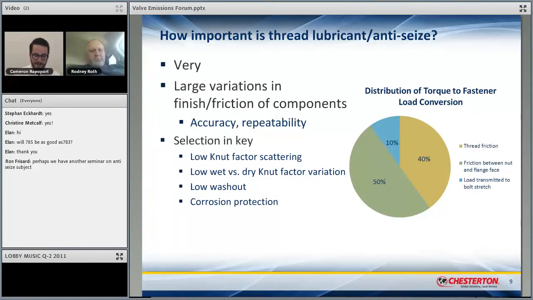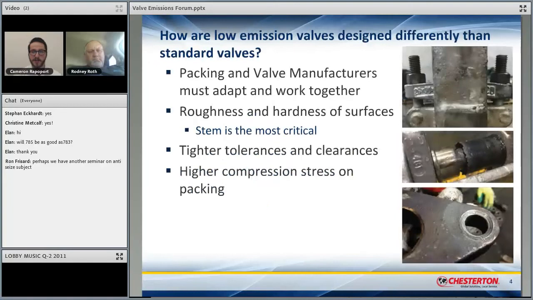Write that down. So another good place to go, kind of away from just what our products do, get a little bit more broad. So what really makes an emissions valve different than a regular valve? And I know it goes quite a bit beyond just the packing or the lubrication that you might use on it.